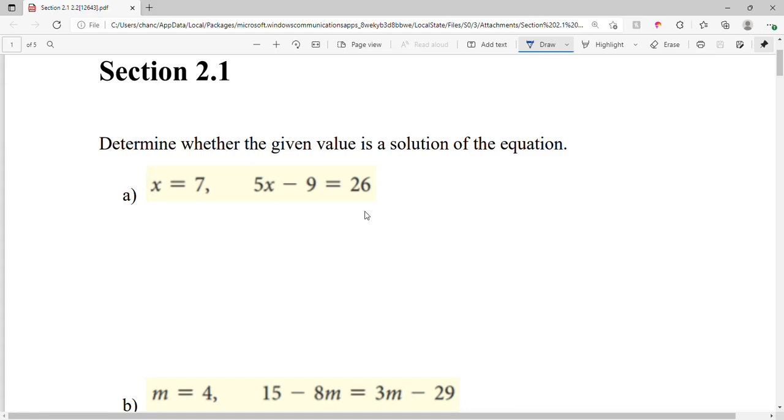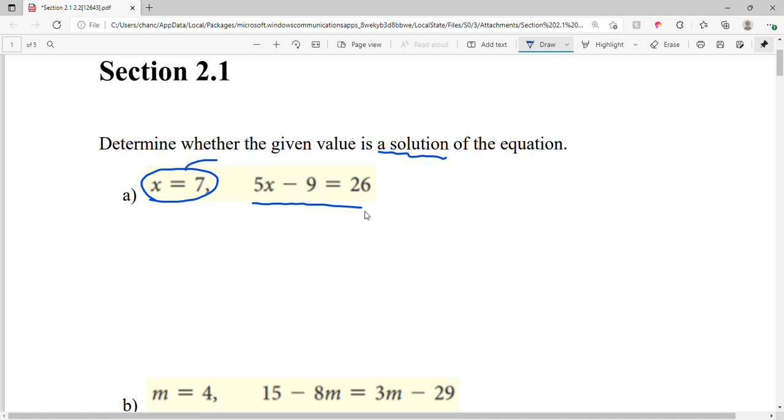We will determine whether the given value is a solution to the equation or not. Why do we need to figure out if it's a solution or not? Well, that's so we could check our work. In order to figure out if x equals 7 is a solution to this equation, 5x minus 9 equals 26, we just have to do substitution.